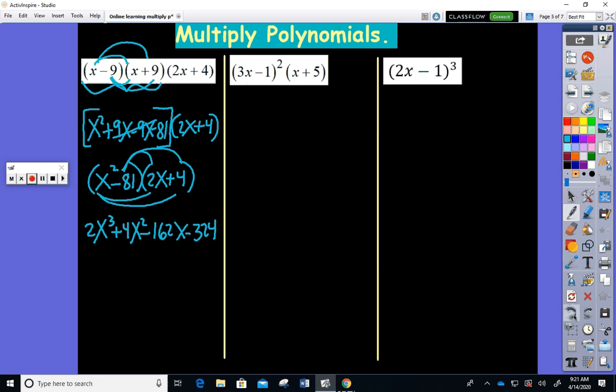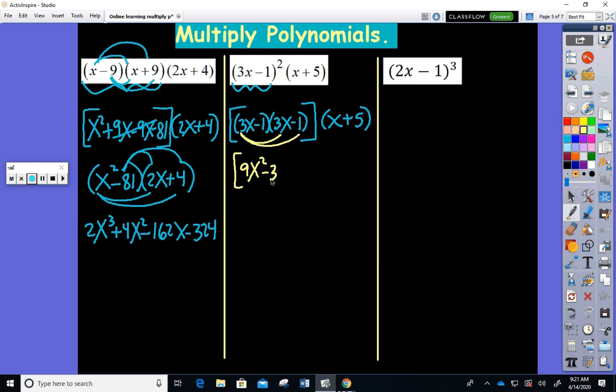Now, on the next one, we're going to do the same thing. Remember, this part means 3x minus 1 times 3x minus 1, and then times the x plus 5. Okay? So I'm going to go ahead and do the first part. So I know that inside the brackets, I've got first, outer, inner, last.